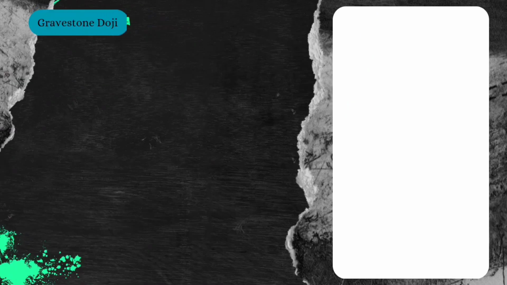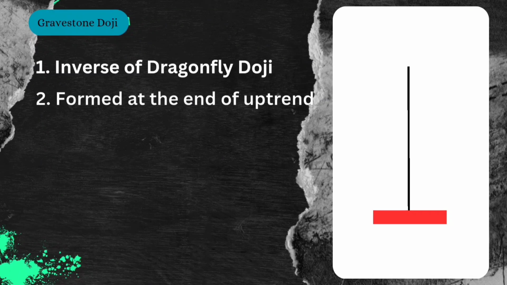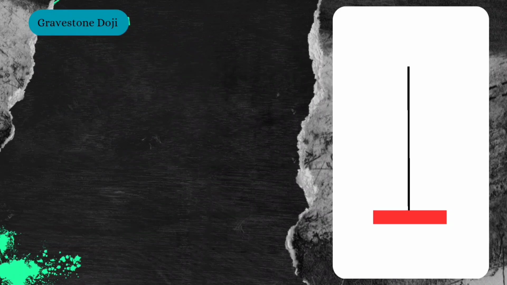Next one is the gravestone doji. The gravestone doji is the inverse of the dragonfly doji. It's a bearish reversal pattern that looks like this. It has a very small real body and a very long upper shadow. A gravestone doji candlestick has little or no lower shadow, and its upper shadow is very long compared to the length of the body. It has a flat and very thin real body. This pattern often appears after an uptrend and signals a bearish reversal.